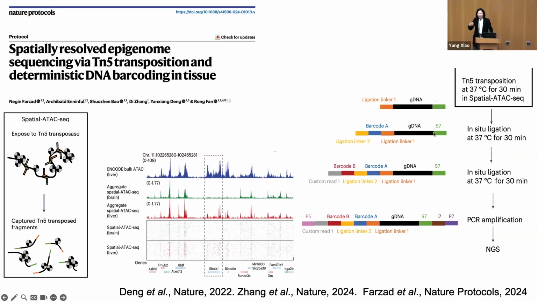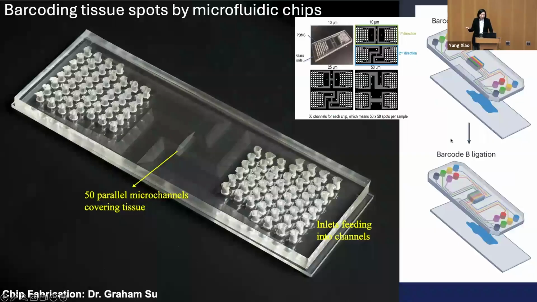So the idea is very different from spatial transcriptomics, where people are designing probes on top of the Visium slide. You're capturing all of the poly A tail. But here we're not barcoding the probe, we are sending the probe into the tissue.